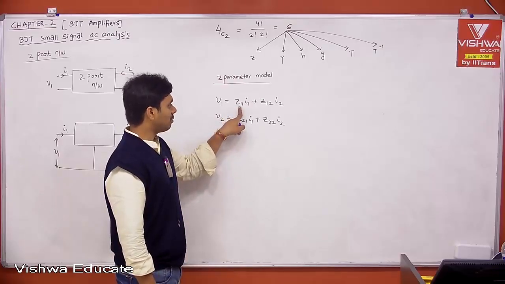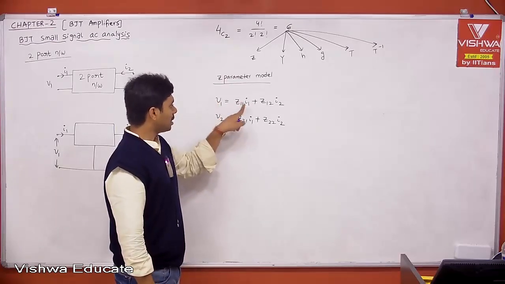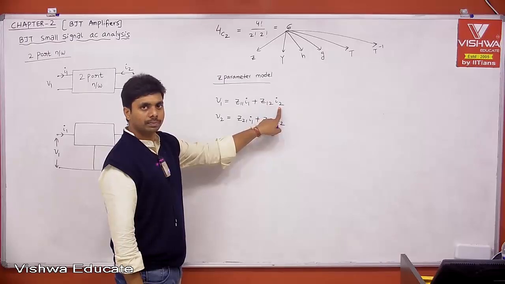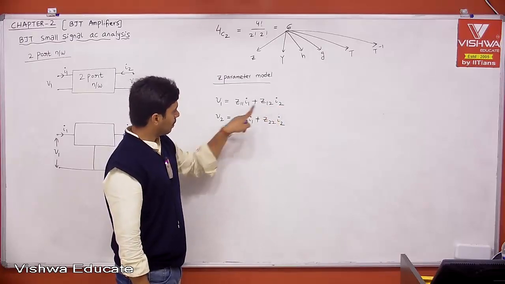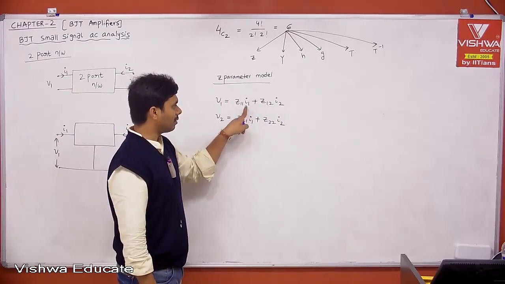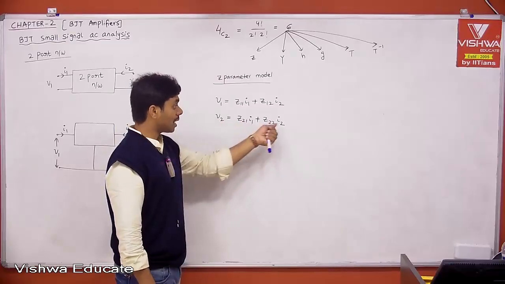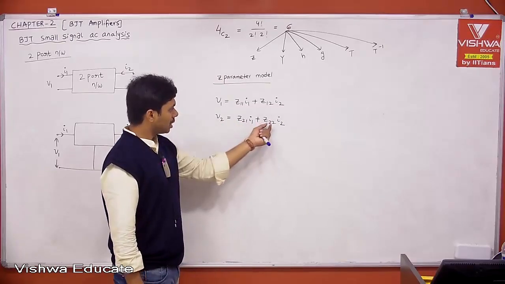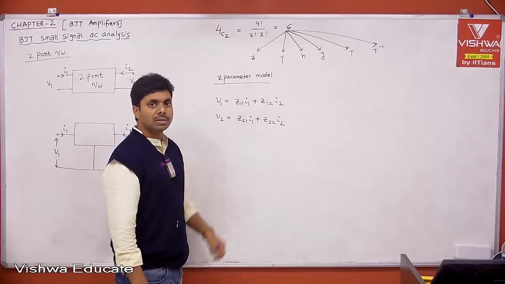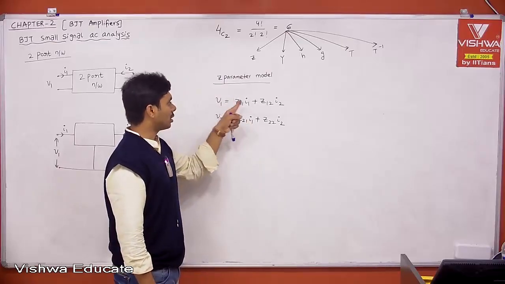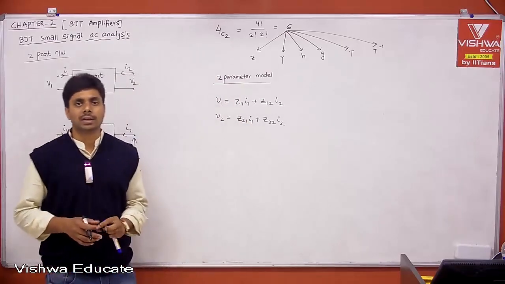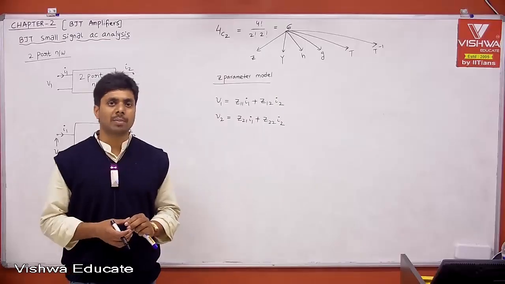Therefore, tell me what is Z11? That is V1 by I1 when I2 is equal to 0. What is Z12? V1 by I2 when I1 is equal to 0. Z21 is V2 by I1 when I2 is equal to 0. Z22 is V2 by I2 when I1 is 0. Whatever it may be, it is always a ratio of voltage and current. Therefore, this is the impedance parameter.